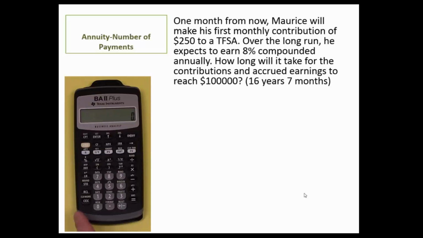Next, we will calculate the number of payments for annuity. 1 month from now, Maurice will make his first monthly contribution of $250 to a TFSA. Over the long run, he expects to earn 8% compounded annually. How long will it take for the contributions and accrued earnings to reach $100,000?